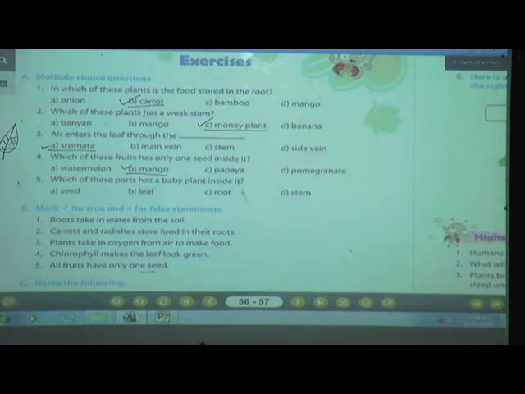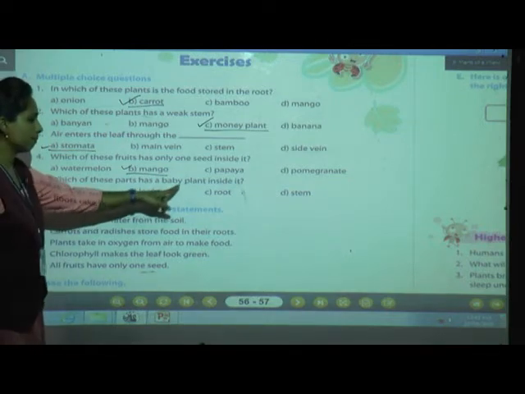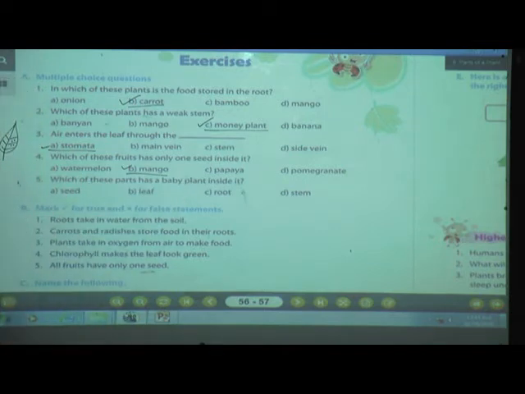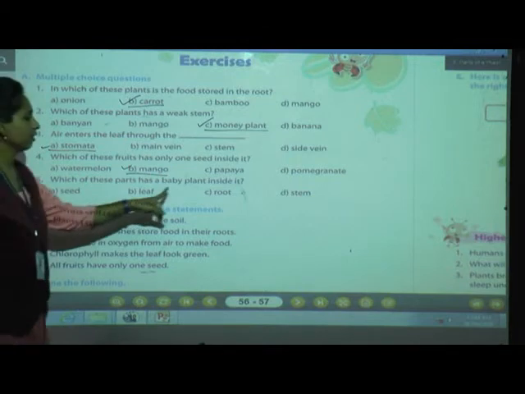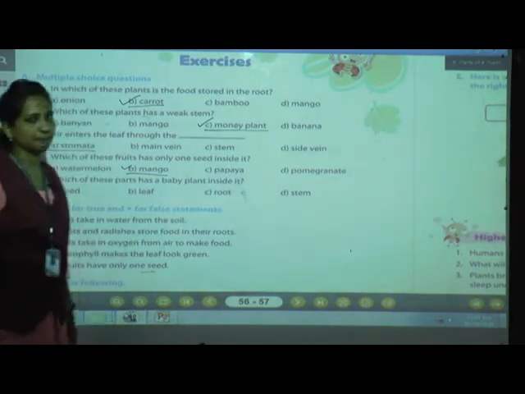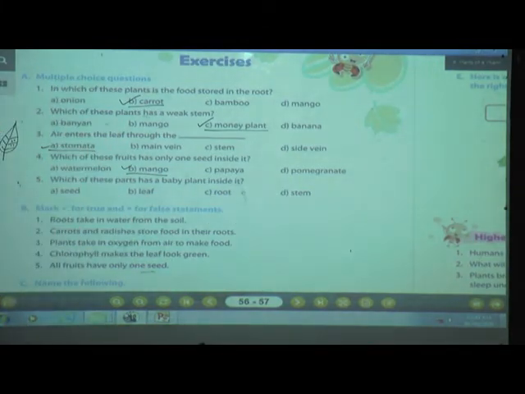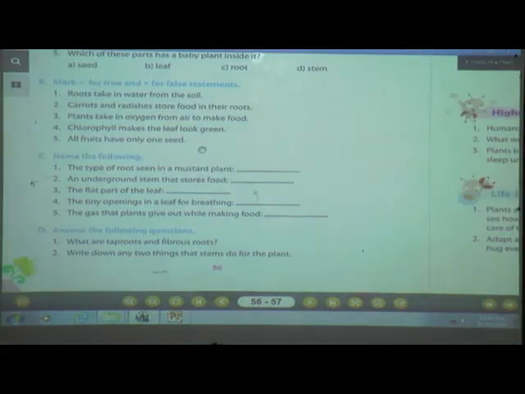Now the fifth question. Which of these parts has a baby plant inside it? The options are seed, leaf, root and stem. Tell me, which is the correct one? Seed. Very good. Seed has a baby plant inside it, isn't it? Now B question we will solve.